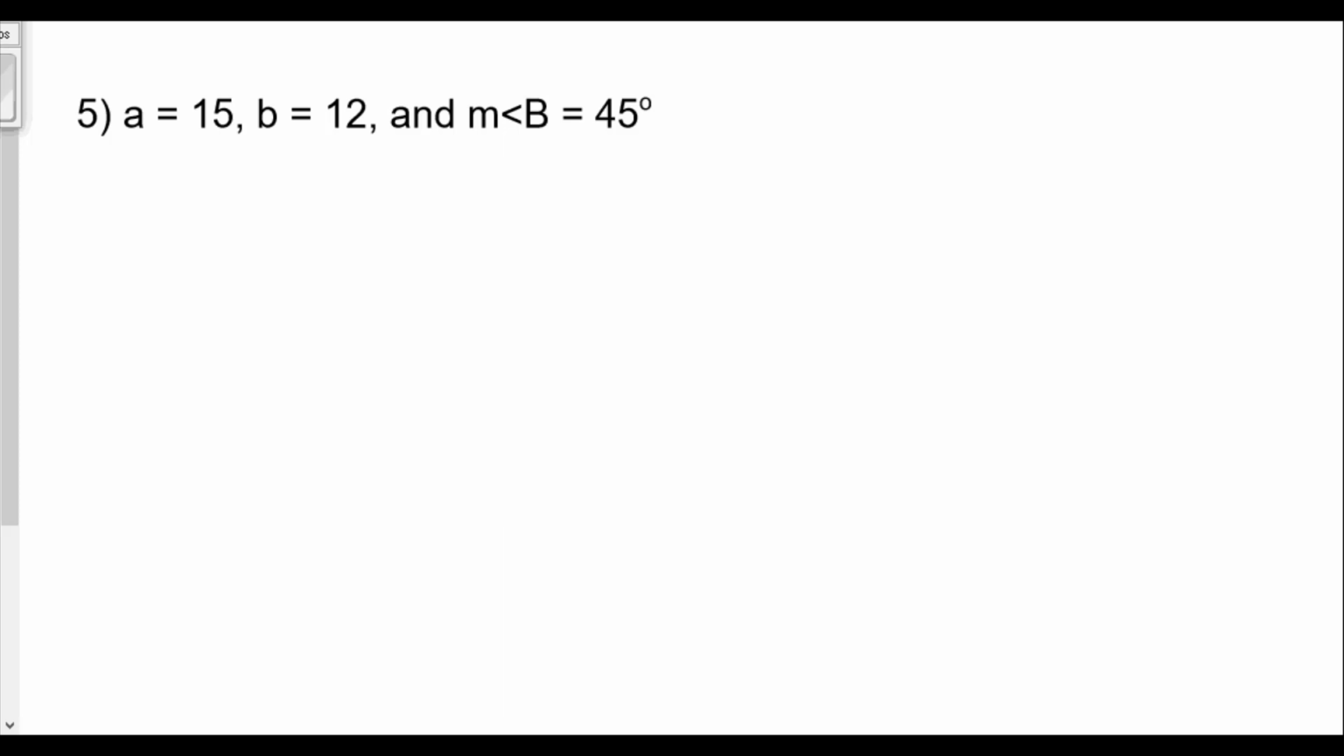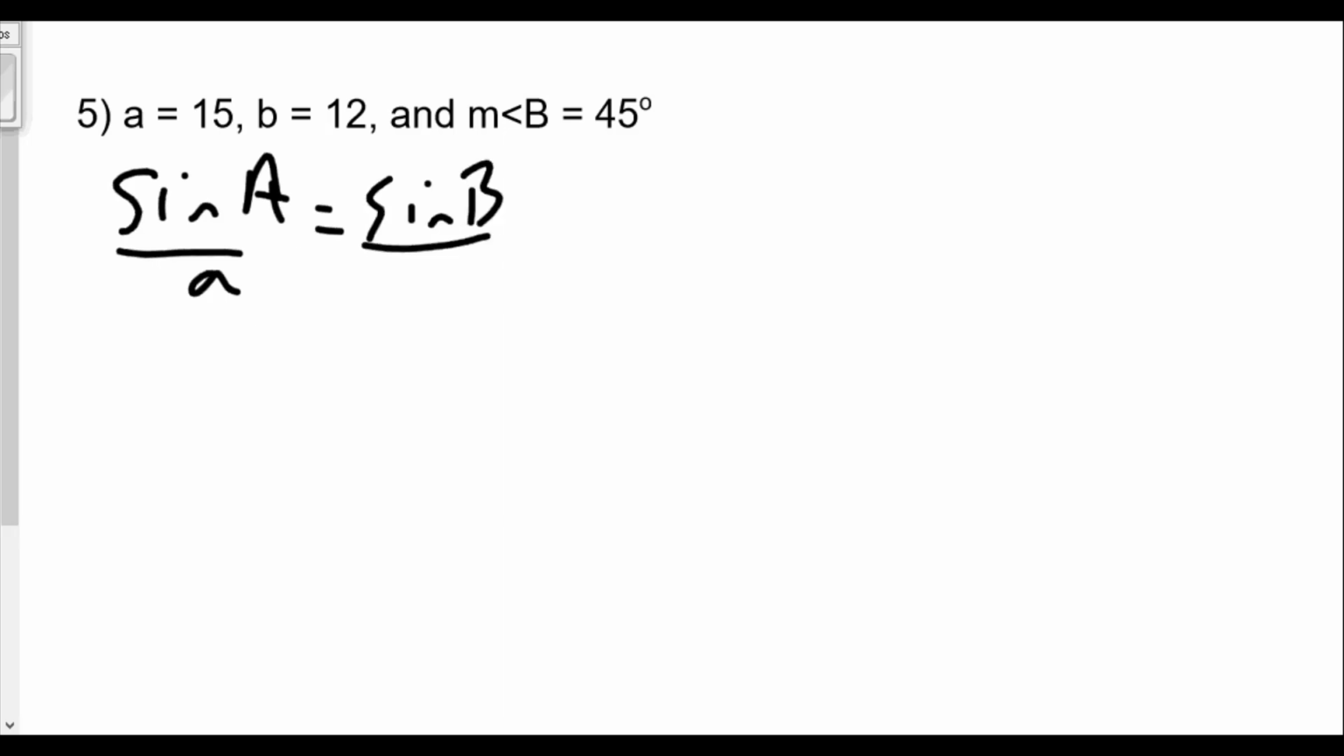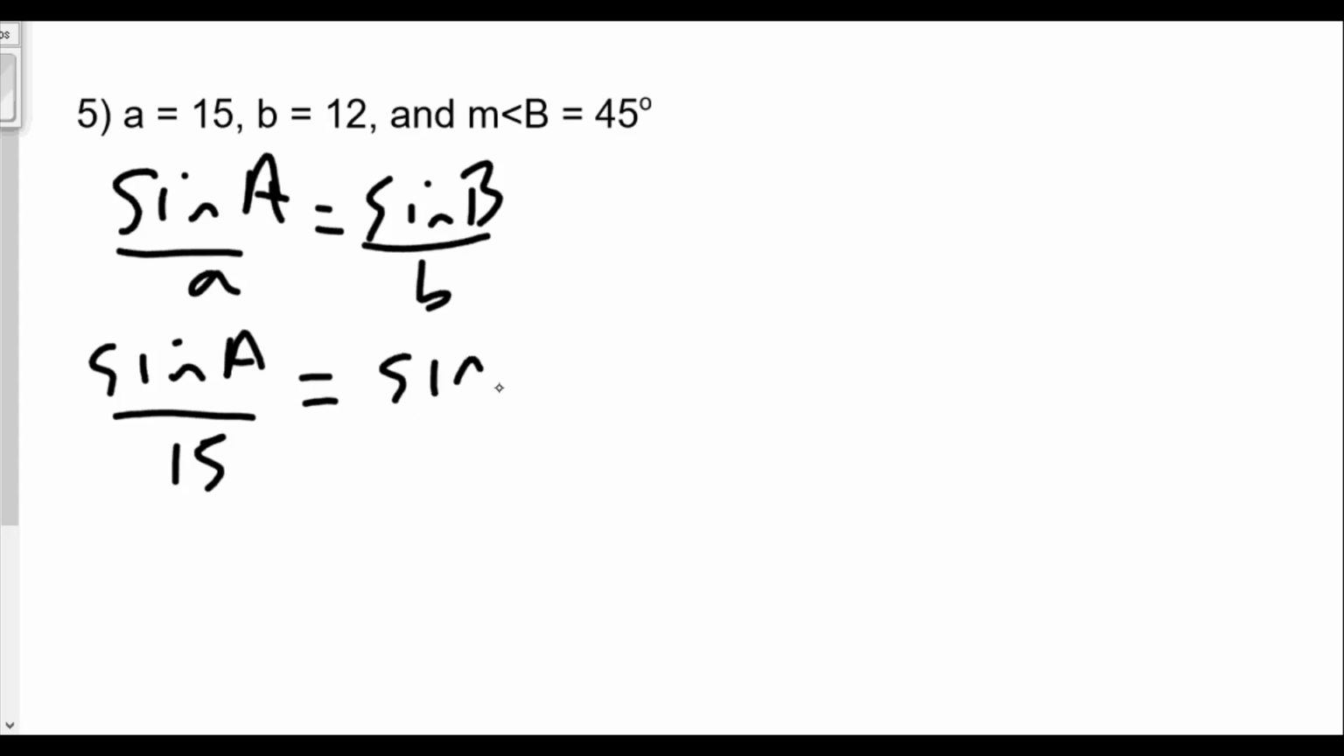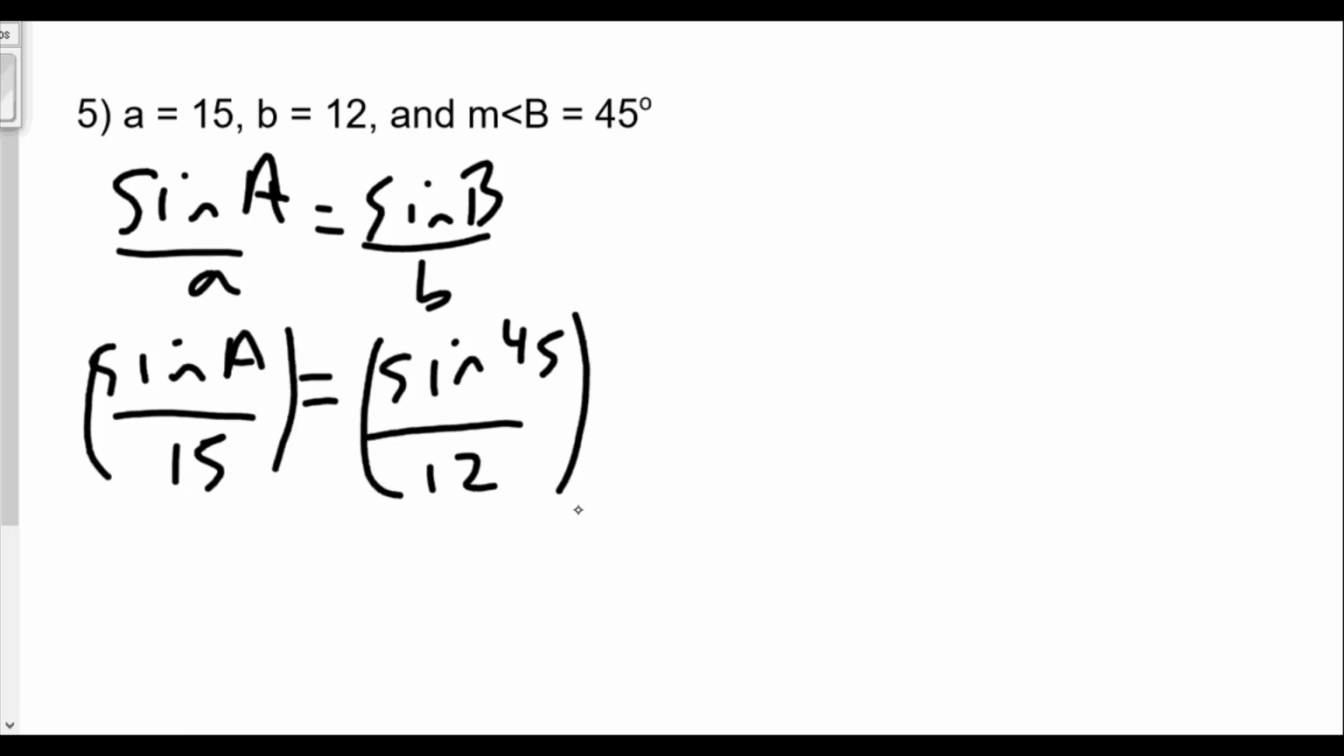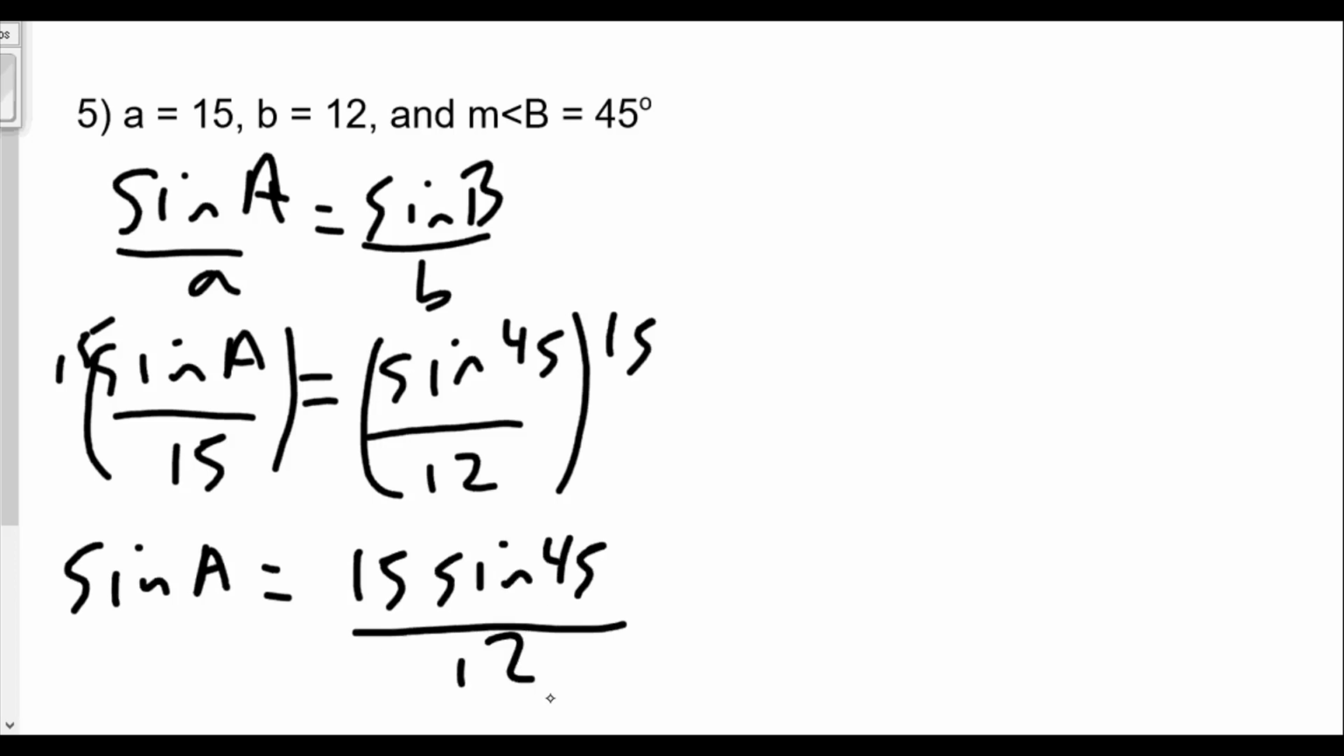where A is 15, B is 12, and angle B is 45 degrees. So we'll set this up again. The sine of A over A equals the sine of B over B. And so now we have the sine of A over 15 equals the sine of 45 over 12. And we're going to multiply both sides by 15 to get the sine of A by itself. So the sine of A is equal to 15 sine of 45 over 12.